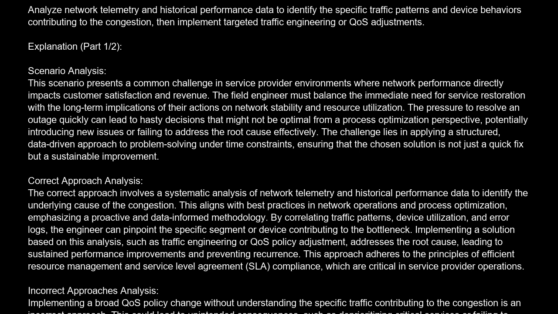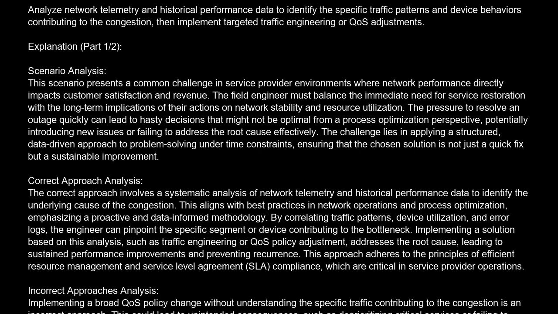Explanation. Scenario analysis. This scenario presents a common challenge in service provider environments where network performance directly impacts customer satisfaction and revenue. The field engineer must balance the immediate need for service restoration with the long-term implications of their actions on network stability and resource utilization.